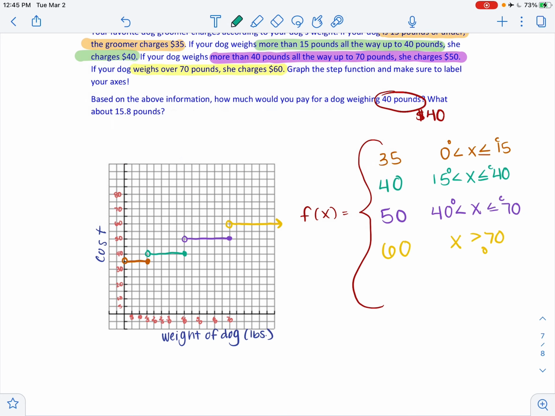Now, what if my dog is 15.8 pounds? Where would that lie? Well, I've got 15 right here, but is 15.8 between 0 and 15? No. 15.8 is greater than 15, so that's going to bump me up a line. I'm going to have to pay more, even though my dog's only a little bit over 15. You would pay $40 for this dog as well.